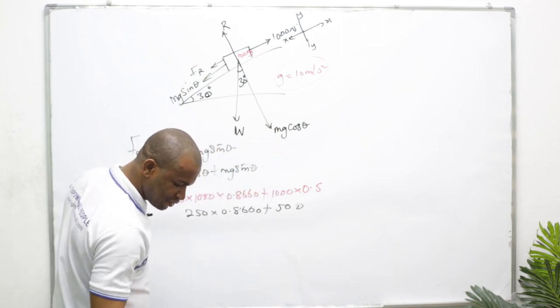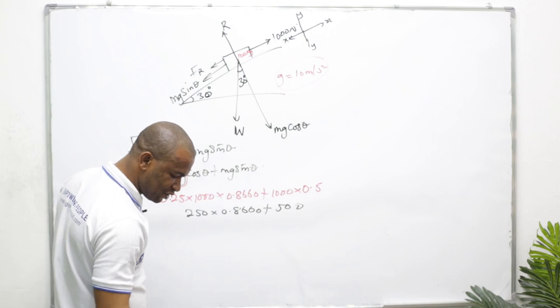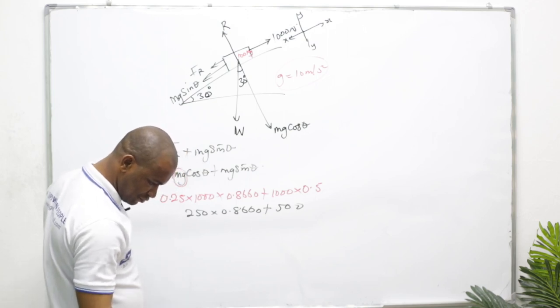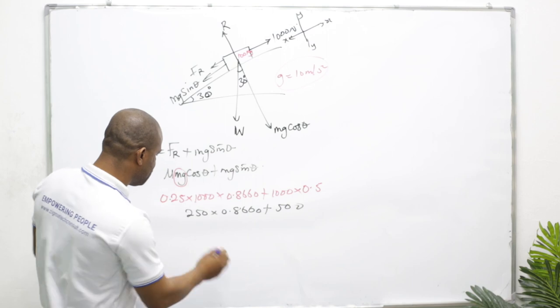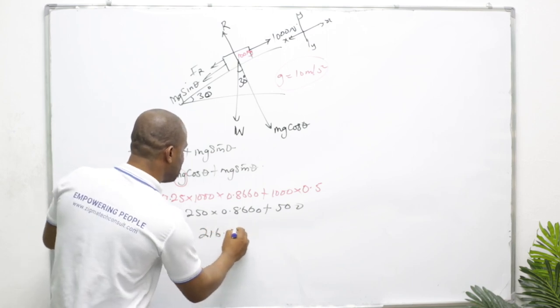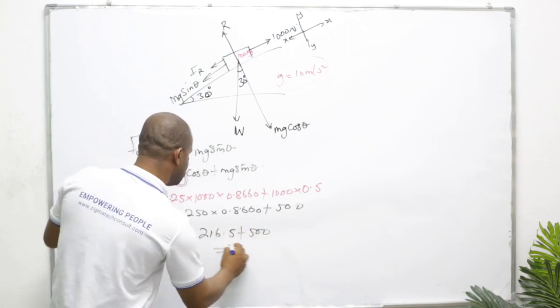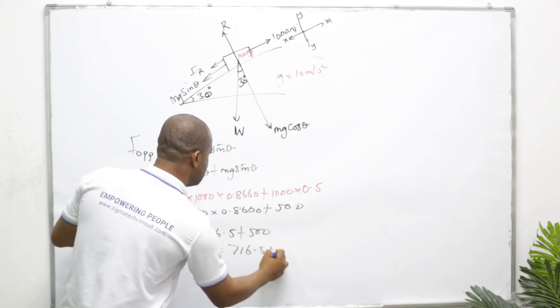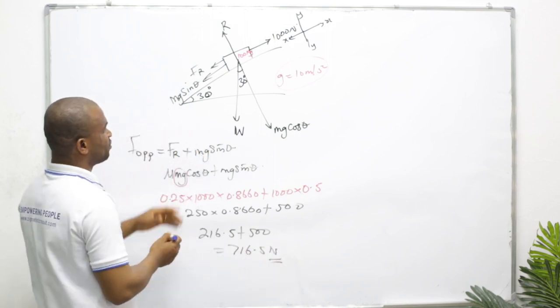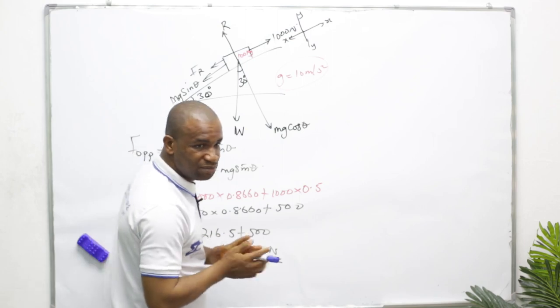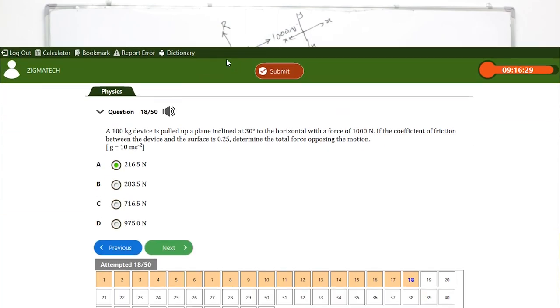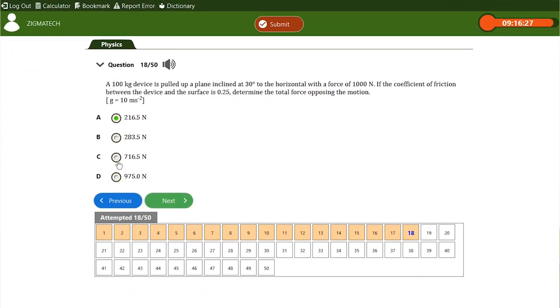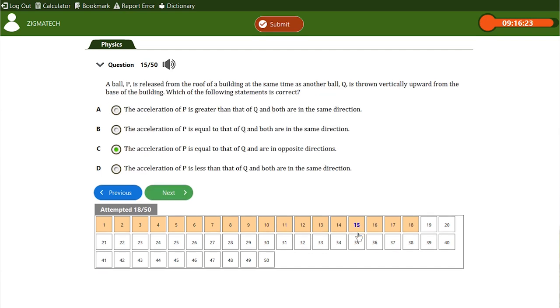So I will just multiply 250 times 0.8660, which is 216.5, plus 500, which is 716.5 Newton. So this is the force required to pull it down. I mean, the force opposing the motion. And the option is there. All right, let me review this number.